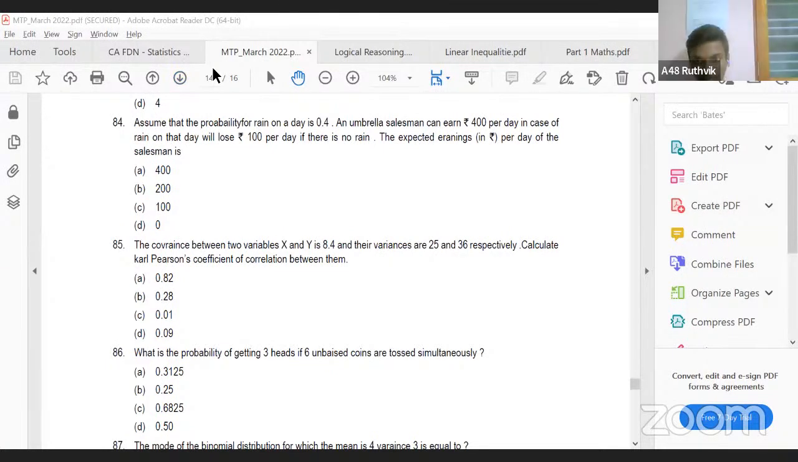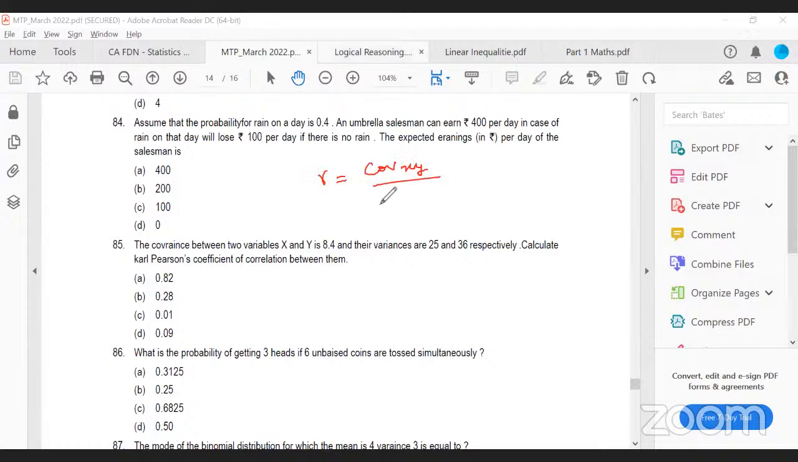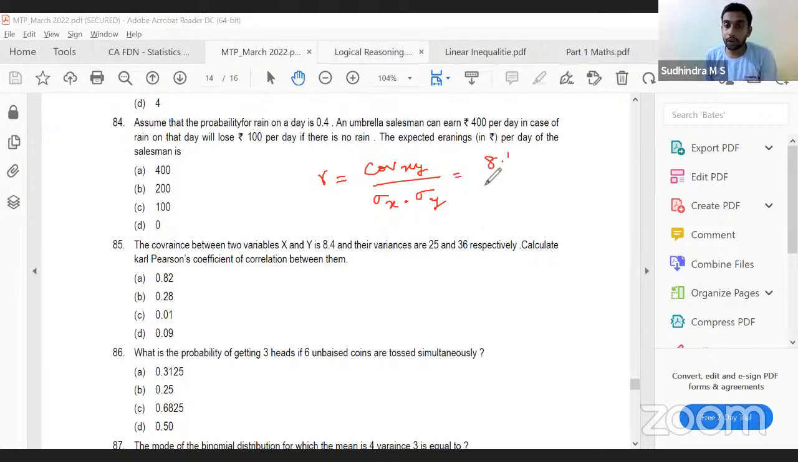How did we get that? What is the relationship that we are considering? R is equal to covariance of XY divided by standard deviation of X into standard deviation of Y. So 8.4 divided by standard deviation of X, which is 5. Standard deviation of Y is 6. So 8.4 divided by 30 is 0.28. So this is how we will calculate Karl Pearson's correlation coefficient.